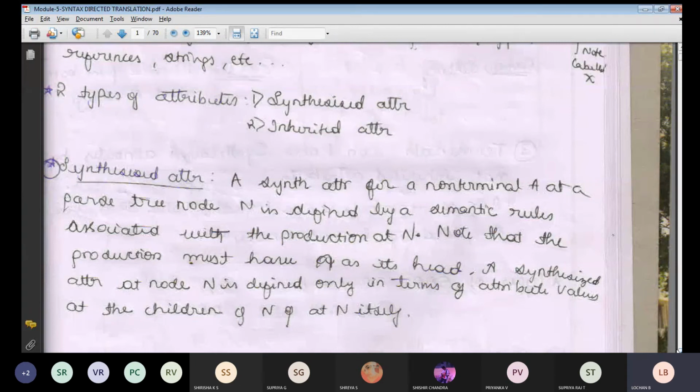In the synthesized attribute, whenever we calculate the attribute's value, we need to concentrate on the semantic rules. Semantic means meaning, that is, definitions. We need to perform the rules for the production at node n. N is one node we are taking. Whenever you plot the graph, you will have a root node, left child, and right child.